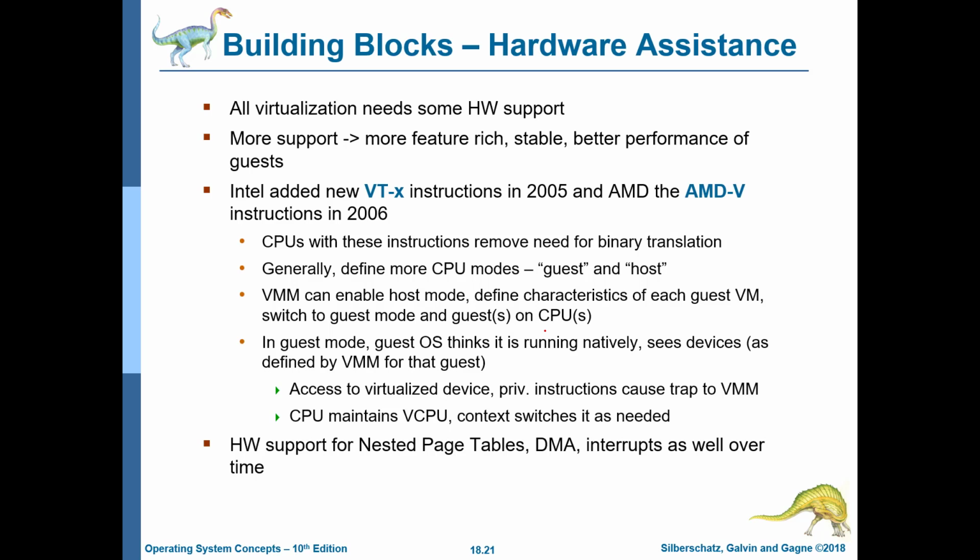But modern hardware has also added some support for both CPU virtualization as well as memory virtualization. If you think about it, all kinds of virtualization other than para-virtualization, which is basically where the operating system is aware that it is running on a hypervisor, need some kind of hardware support, however little it is. More support will ensure that the hypervisor is more feature rich, stabler, and provides better performance for a large number of heterogeneous guests.